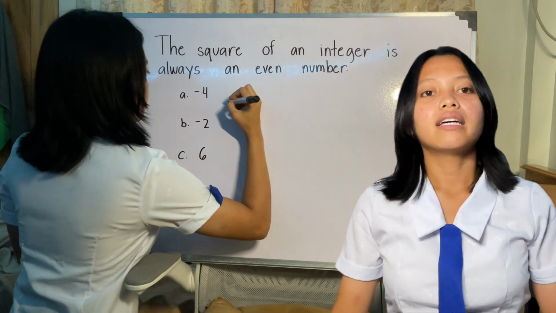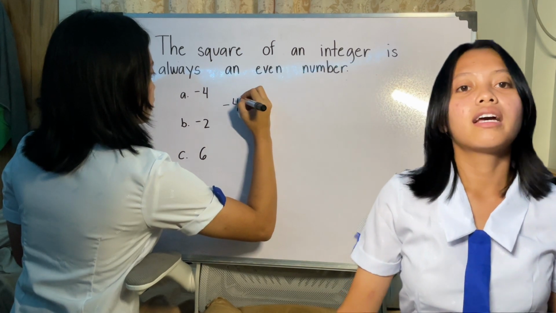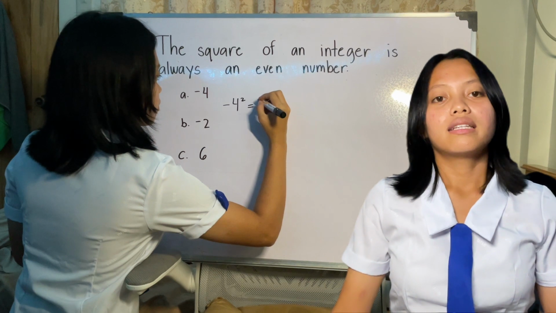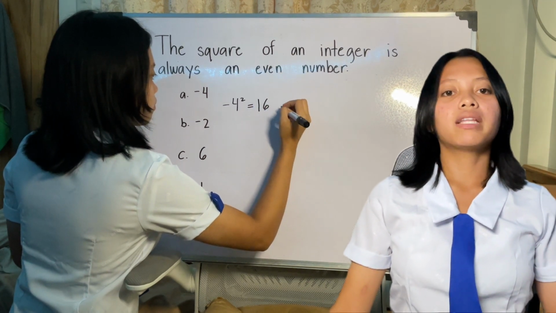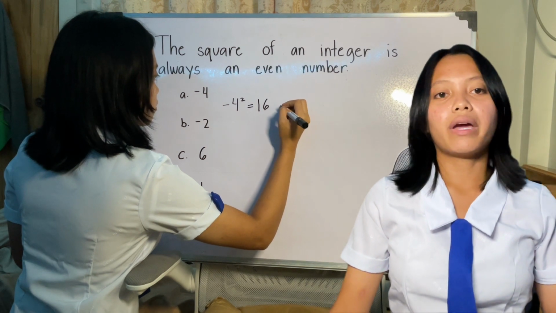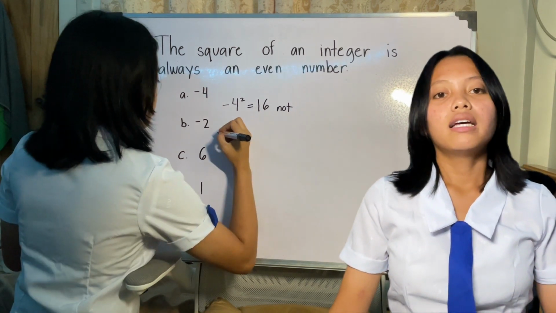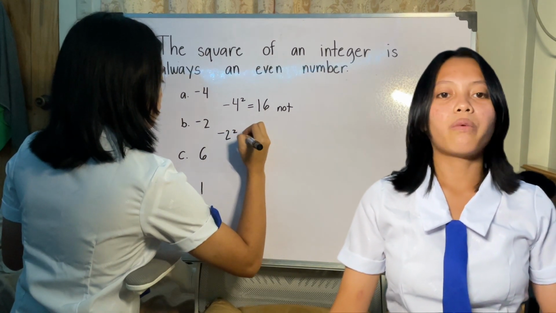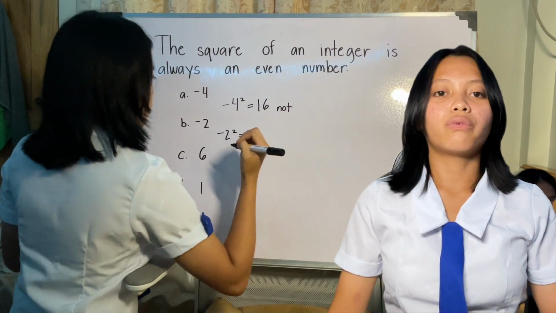In letter A, the number is -4, and we will find its square. -4 squared is equal to 16. That's why letter A is not the counterexample of the statement above, because its square is an even number, which is 16. In letter B, the number is -2, and -2 squared is equal to 4.